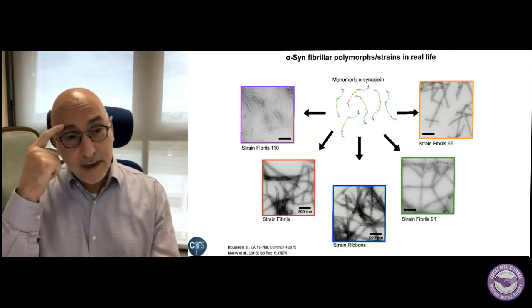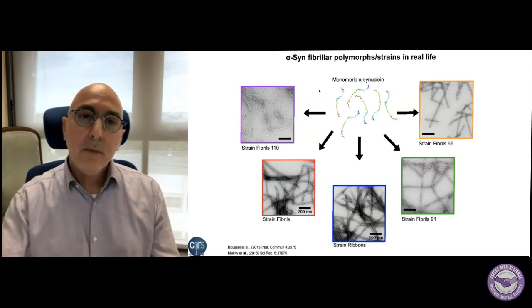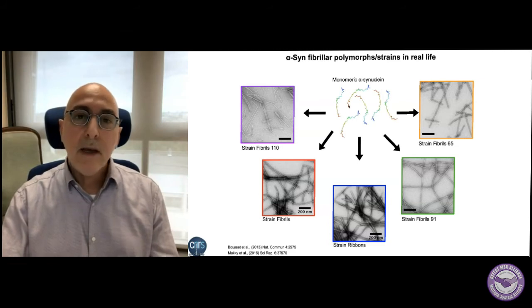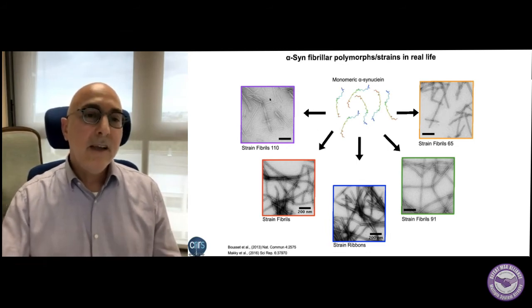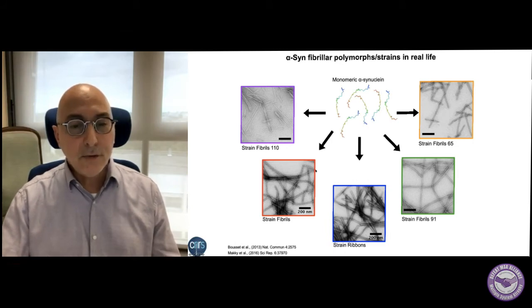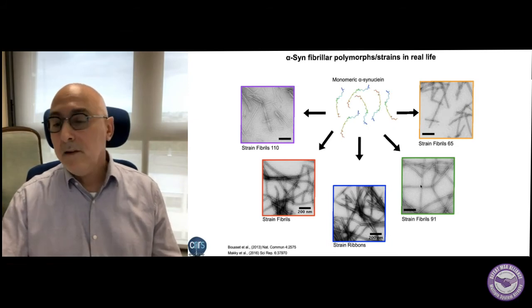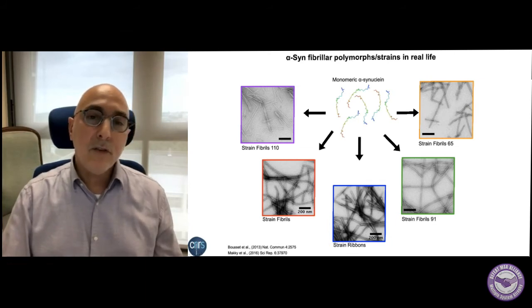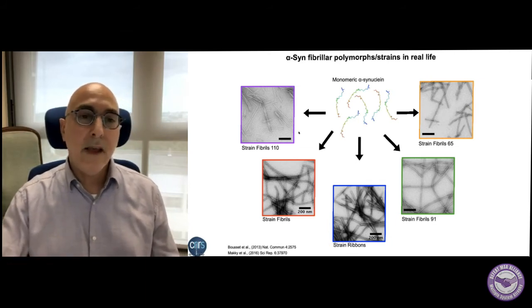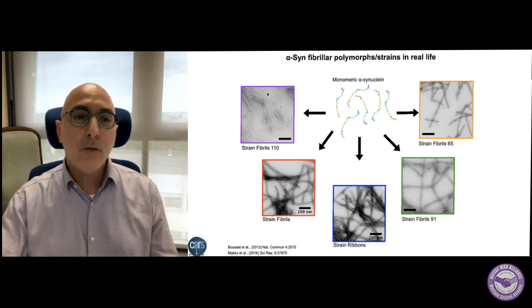Let's go to reality. So in reality, fibrillar alpha-synuclein can assemble, and this is what we showed in my lab, into different fibrillar assemblies. It's exactly the same molecule that is assembling under different conditions into thin fibrils, thicker fibrils, flat fibrils we call ribbons, twisted fibrils, and you can have different kinds of twists. What is important here is that these preparations are pure. Therefore, we can ask the question whether this form caused one disease, this other form caused another disease, and so on.